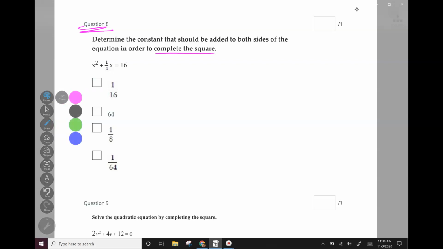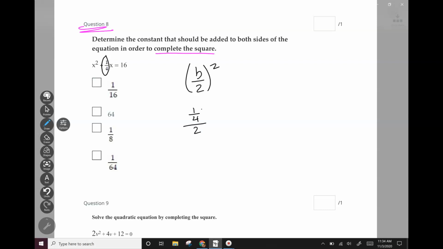So what you have to know is that in order to get that constant to complete the square, you do b divided by 2, squared. That's how you get it. So here's b, 1/4. So you're going to do 1/4 divided by 2, which you can type in your calculator, squared. 1/4 divided by 2 is 1/8. You can think of it as 1/4 divided by 2 over 1. Remember, when you divide fractions, you flip the bottom one up. And so that would be 1/4 times 1/2, which is 1/8.